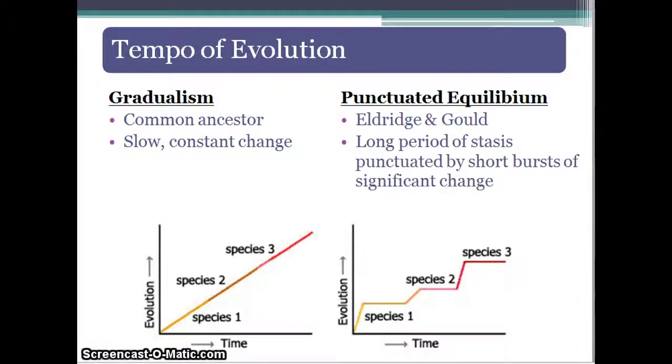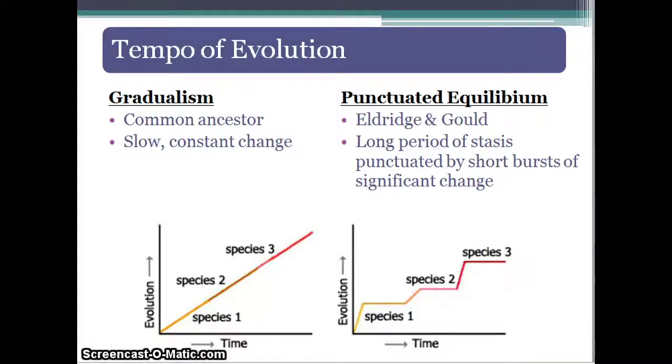Okay, last concept, tempo of evolution. As you can see from these two graphs, this one happens gradually. This other one shoots up, then chills a little bit, and shoots up and chills, and shoots up and chills. The gradual one happens when you have a common ancestor, with much slower, constant change, nothing that changes the pace of evolution. And this one is kind of spontaneous. You have a long period of no change, and all of a sudden you have crazy change, and then you have a long period of stability.